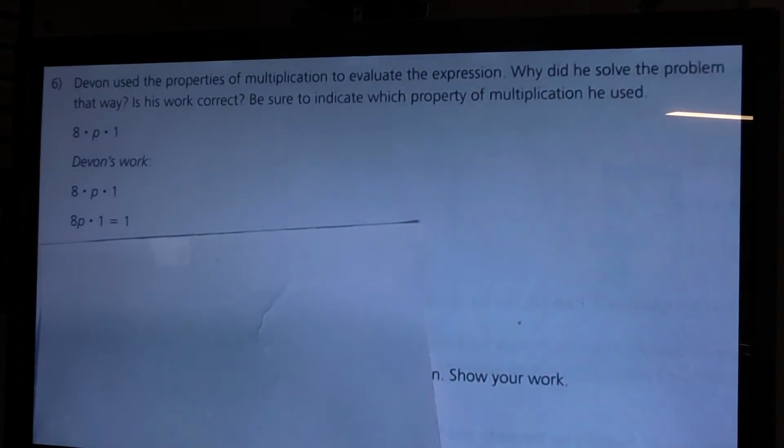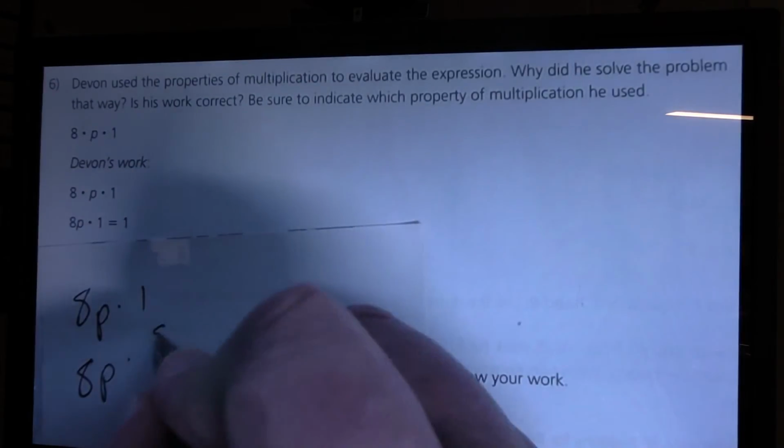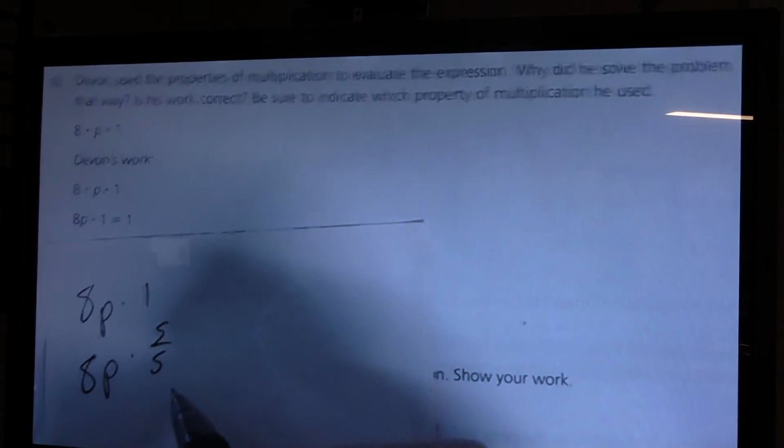He messed up with one of the best properties of multiplication that there is, and that is the identity property of multiplication. And the identity property of multiplication means anytime you multiply a factor by 1 or a form of 1, for instance, instead of saying 8p times 1, it could have said 8p times 5 over 5. 5 over 5 is the form of 1.